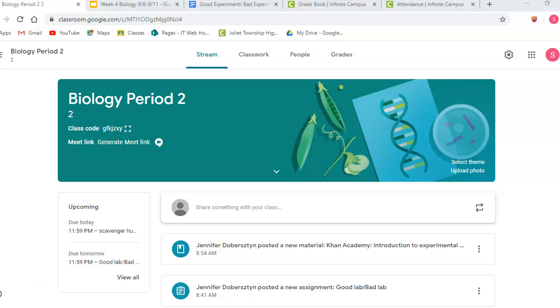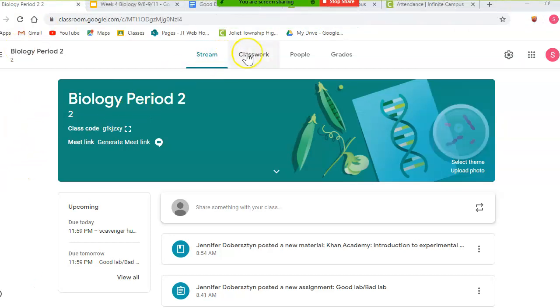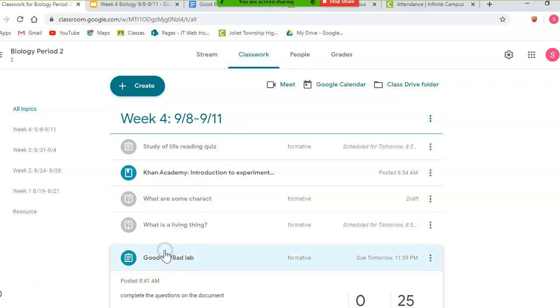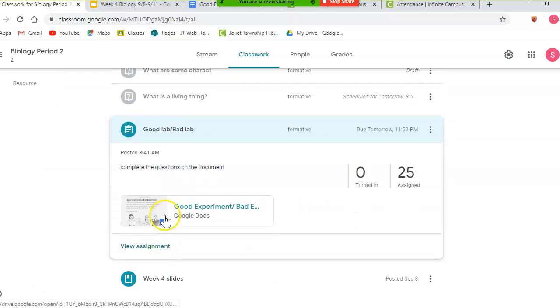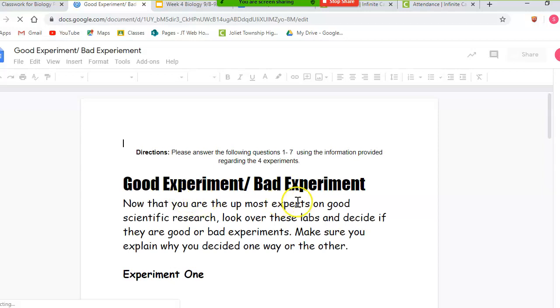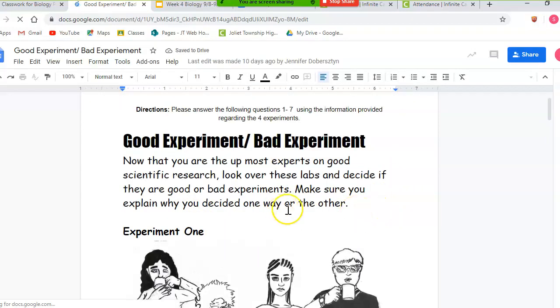Better idea of how scientific experimentations have gone. So if you're not there already, go ahead and go to Google Classroom so that you can see our assignment for today. All right, guys, we're going to go to classwork, and then we're going to scroll down to Good Lab, Bad Lab, and there you have your copy of it. So go ahead and open up your copy of Good Lab, Bad Lab right here. So everybody just take a minute and find that activity.